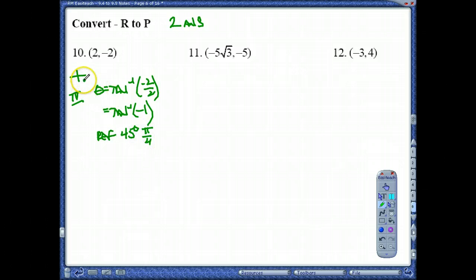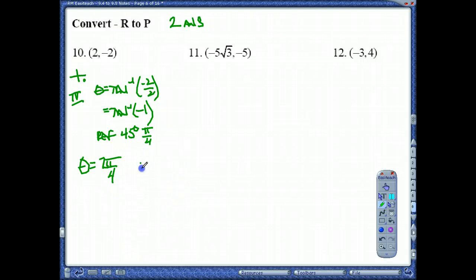Now you need the angle in the 4th quadrant that uses 45 or pi over 4 as its reference angle. So that would be 315, which is 7 pi over 4. Okay, so we could have theta equals 7 pi over 4.